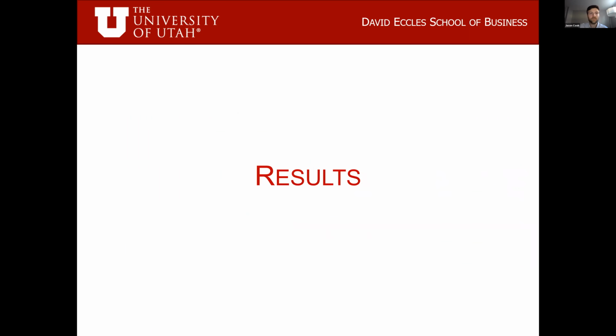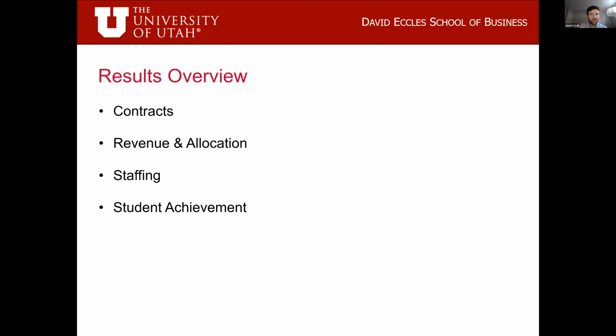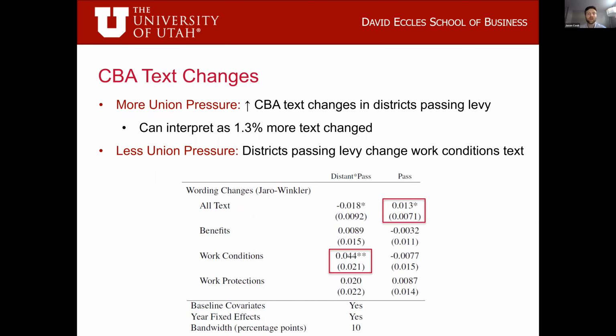Okay, so now we have another set of results. We'll talk through how shaping the contracts changes when you have more or less bargaining pressure. We'll talk about how money is spent, how it changes staffing, and then student achievement. So we'll just march through those results one at a time, and hopefully it won't be too many graphs and things. I'll try to pause along the way, and then we'll sum up at the end what we've concluded from all of this. Okay, so let's look at text changes in these contracts.